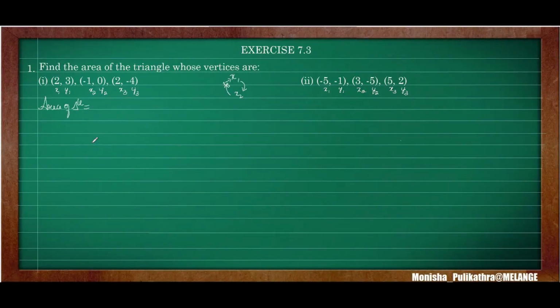Moving to exercise 7.3. In exercise 7.3, we need to find out the area of a triangle whose vertices will be given. We need to find the area of the triangle. The area of a triangle is given by the formula half into x1 (y2 minus y3) plus x2 (y3 minus y1) plus x3 (y1 minus y2).